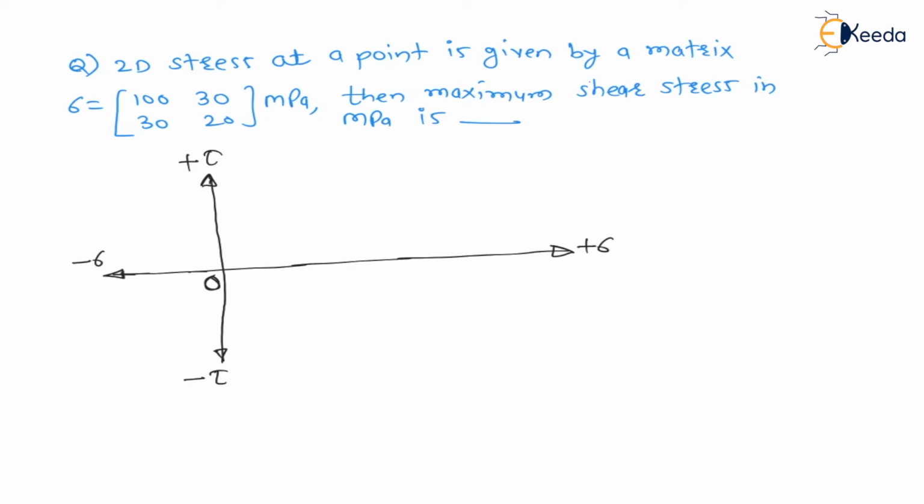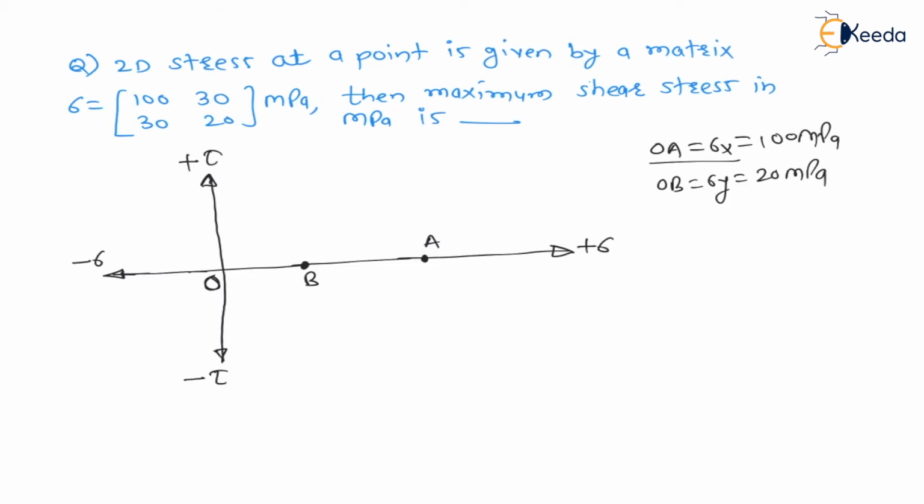Now from O to A, we have to plot sigma x. Therefore O to A, sigma x, is nothing but 100 MPa. Therefore plot point A such that O to A distance is 100 MPa. Now from O to B, we have to plot sigma y, which is nothing but 20 MPa. Therefore from O to B, plot point B, which is at 20 MPa.